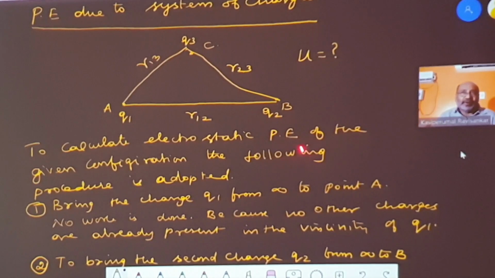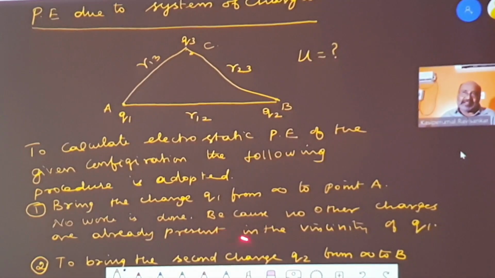So, to calculate the electrostatic potential energy of the given configuration, the following procedure is adopted. Consider all the 3 charges to be at infinite position initially. First, you have to bring the charge Q1 from infinity to the point A. In that case, no work is done because no other charges are already present in its vicinity.